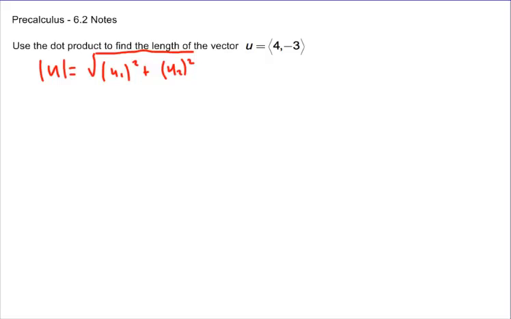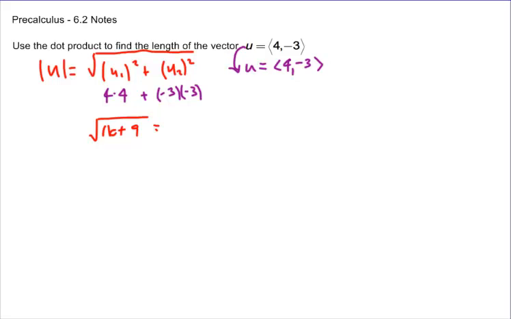basically those same things, and so we would just dot u with u. What you're going to end up with is 4 times 4 plus negative 3 times negative 3. Well, guess what? That's the same exact thing as the magnitude. So again, it's just using the dot product. It's just another way to work this problem out, and so you're going to end up with the square root of 16 plus 9, which is the square root of 25, which is 5. And that's all there is to it. So don't let this one be hard at all.